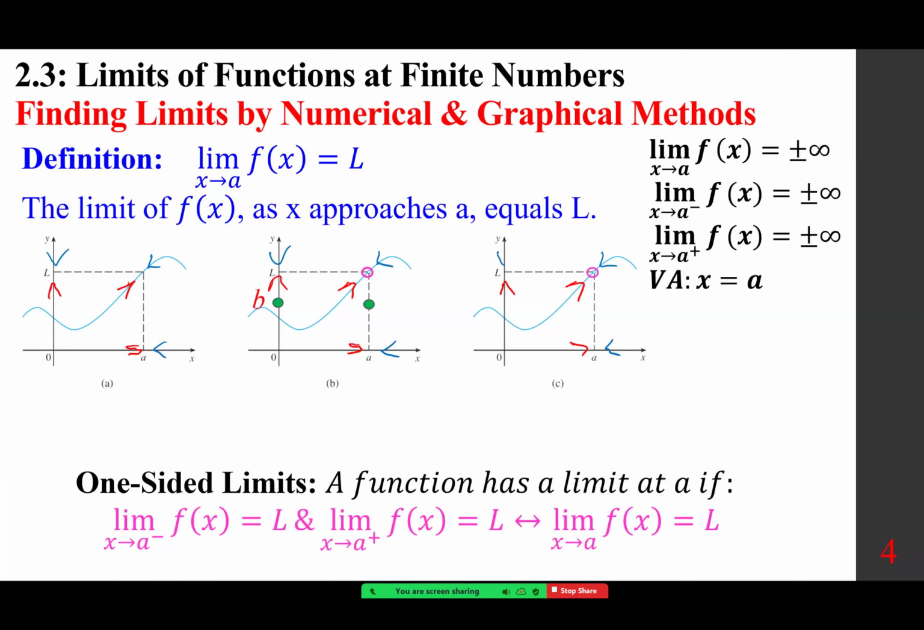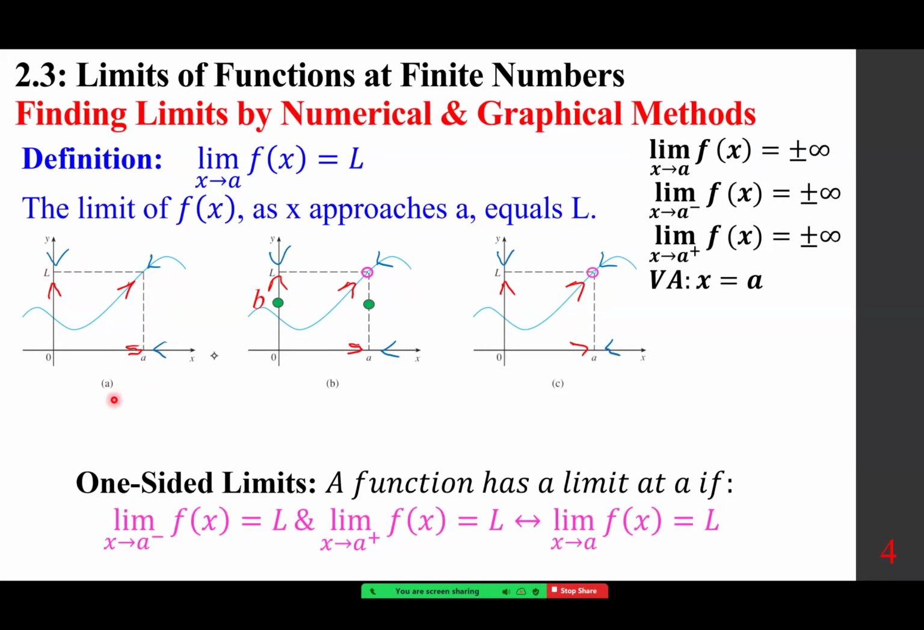in all cases, as we are trying to get to A from the left and right, we are trying to get to this point which has the L as the value, and therefore the limit of f of x as x approaches A in all cases is the same. What's the difference? In this case, f of A, that means precisely at A, the value is L. So f of A is also L.